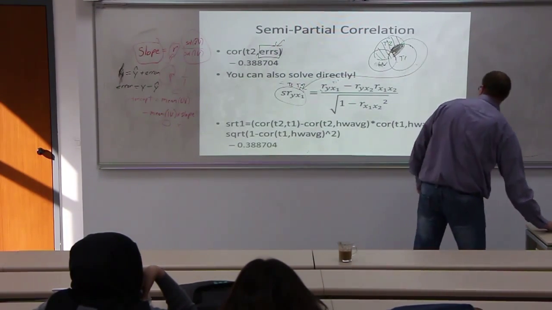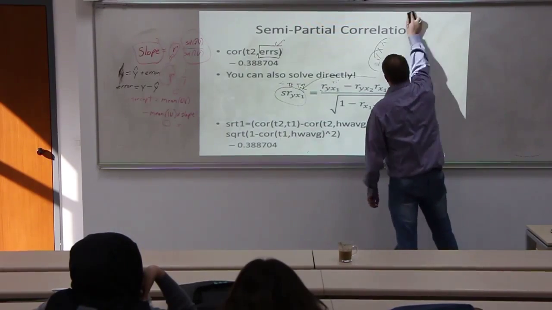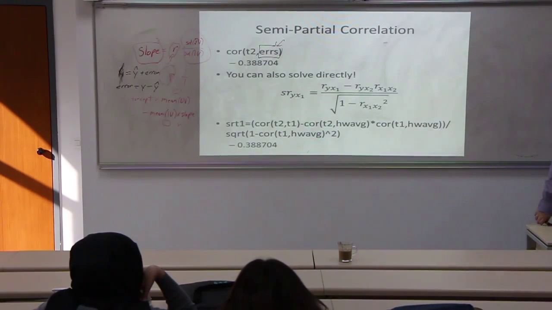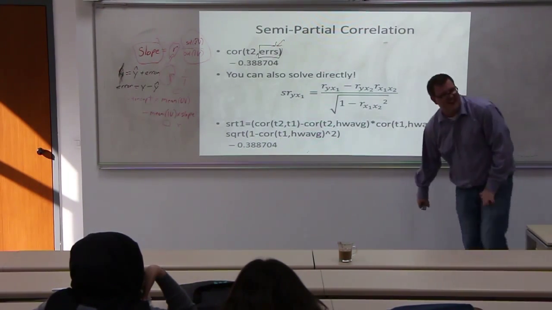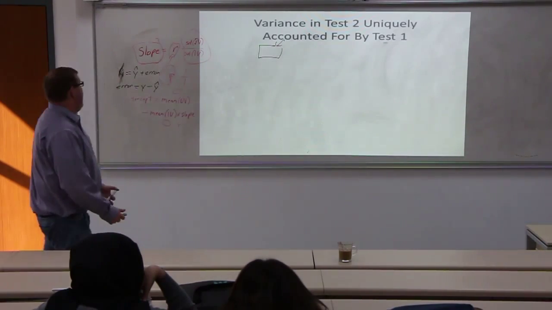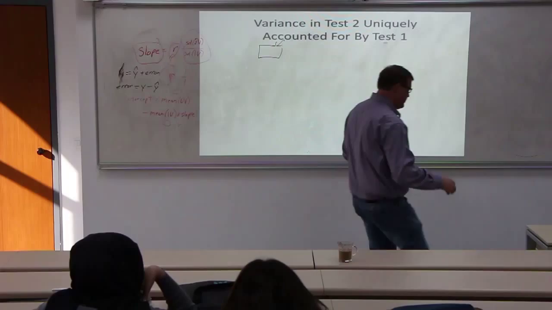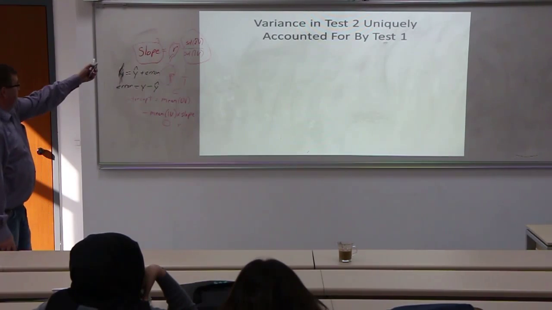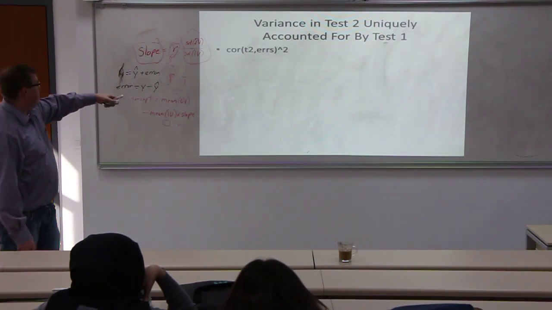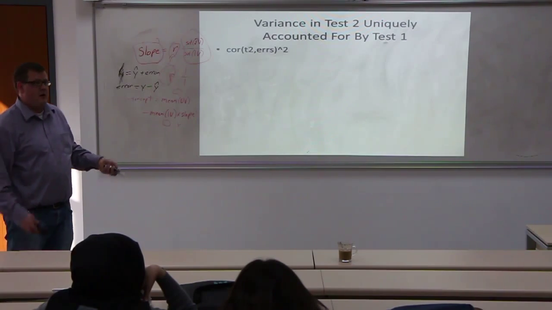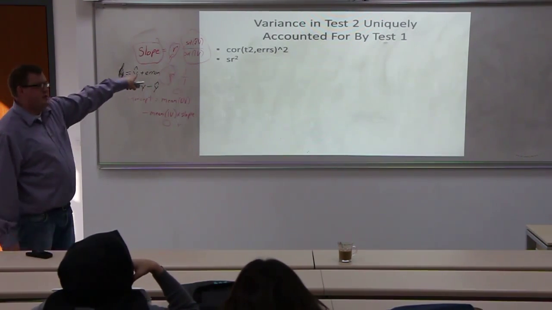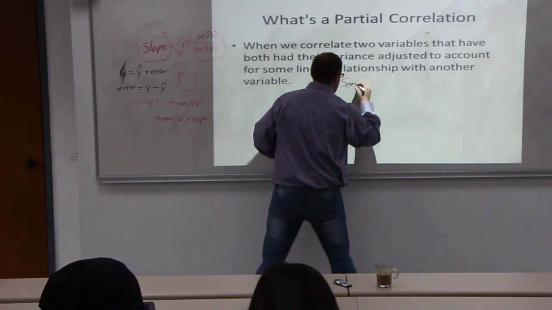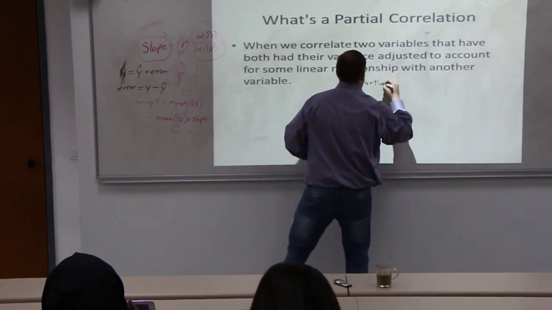All right. There's the R code for it. And it works, unless I made a copy-paste error somewhere. But it should work for you. All right. Now, we found the semi-partial correlation coefficient. We can find the variance in test 2 uniquely accounted for by test 1 just by squaring it. Square it, boom, we're done. You see this represented like this, SR squared. So we have the semi-partial and the partial.